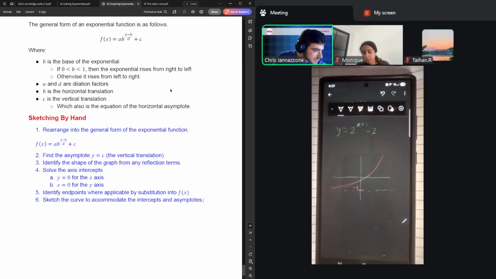Yeah, that's pretty much it now. So we just have to solve for axis intercepts the same way we do for any of the functions, at least initially, which is subbing in x equals 0, y equals 0.